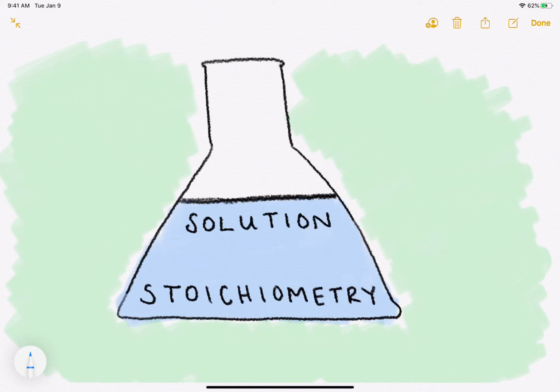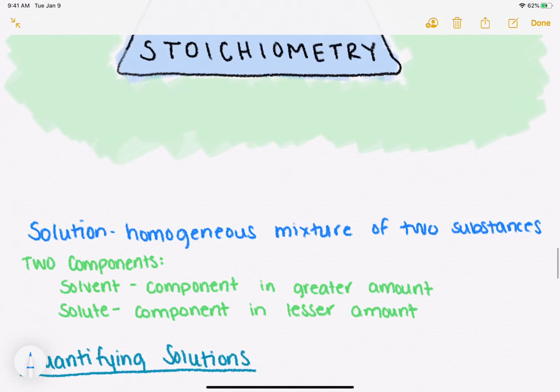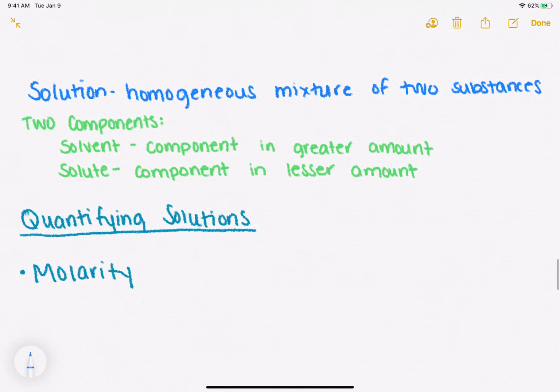In this next video, we're going to learn how to do stoichiometry when our reaction components are in the form of a solution. So what is a solution? A solution is a homogeneous mixture of two substances, which means that those two substances have to be mixed evenly. Remember the difference between homogeneous and heterogeneous mixtures from way back in chapter 1.